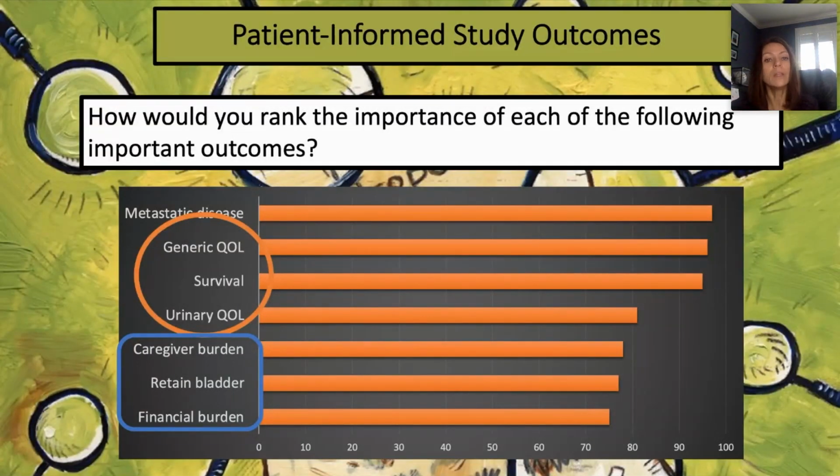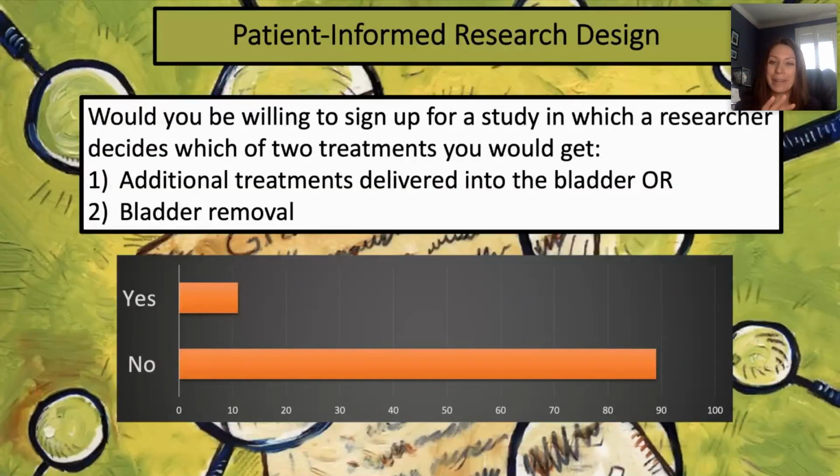Then the third was, how are we going to do it? Well, look at this. We asked them, hey, would you be willing to sign up for a randomized controlled trial? I changed the verbiage and had patients help me do that so they understand. So the question: would you be willing to sign up for a study in which the researcher decides which of the two treatments you're going to get, bladder preservation or bladder removal? Well, look, 90% of people said, no way, I'm not going to do that, right?